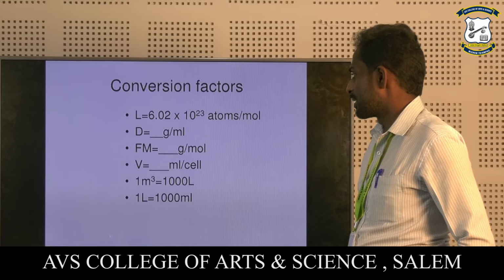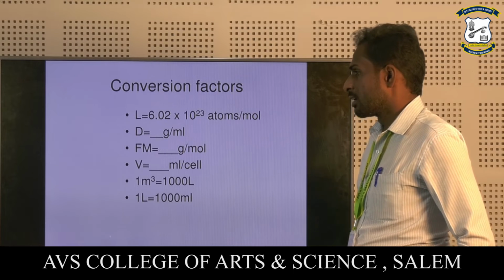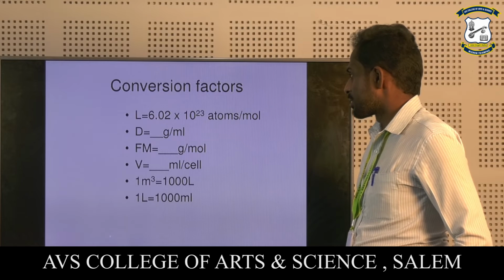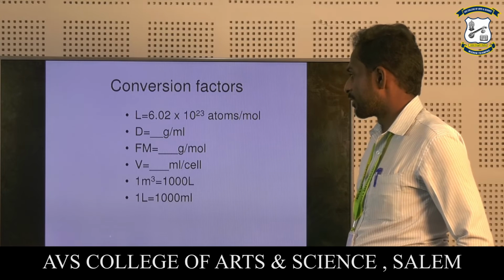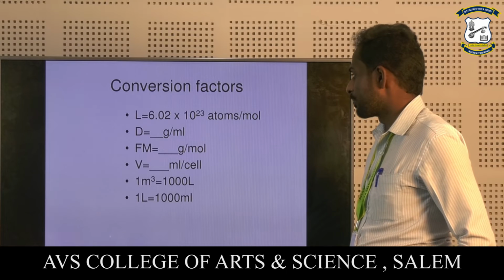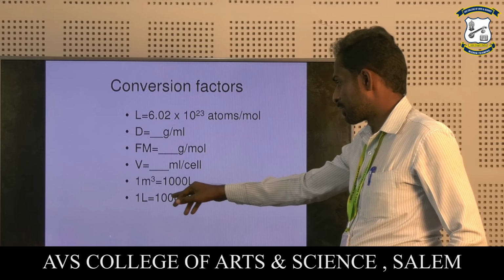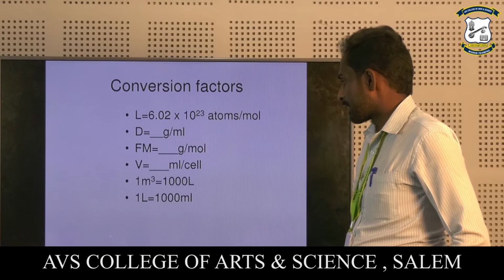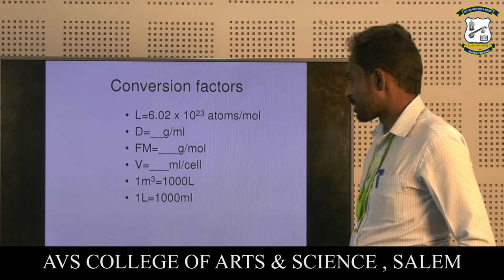And FM means the phase modulation, in some gram per mole. And V is a volume equal to ml divided by cell, and 1 meter cube equals 1000 L. 1 L equals 1000 ml.